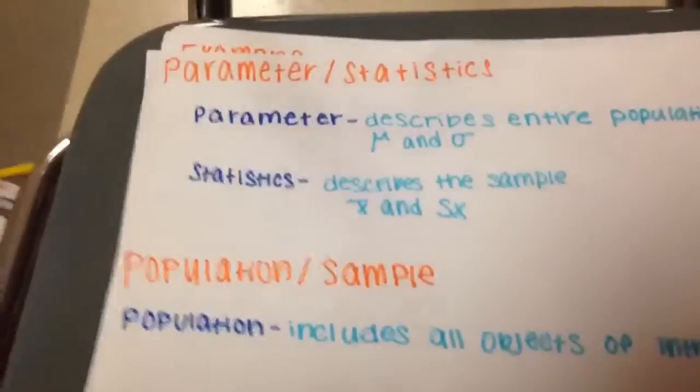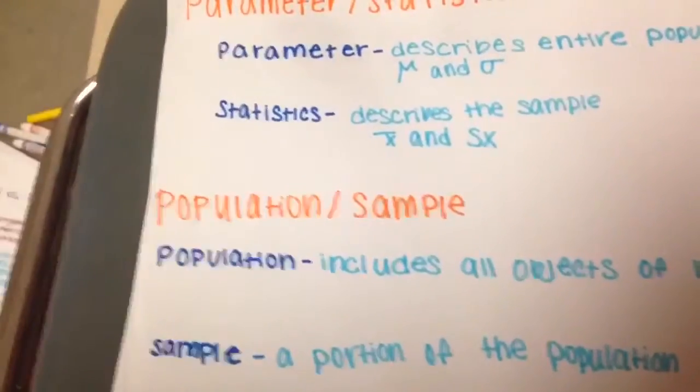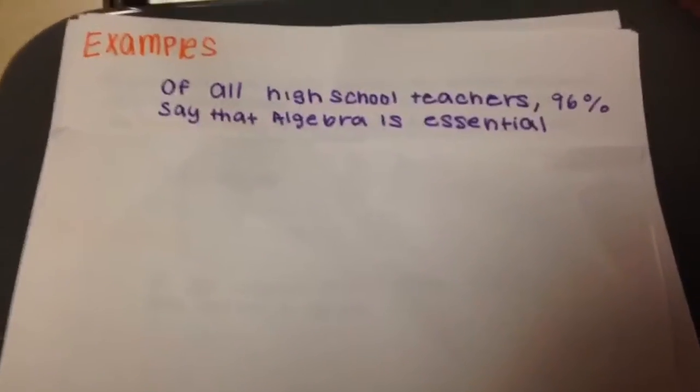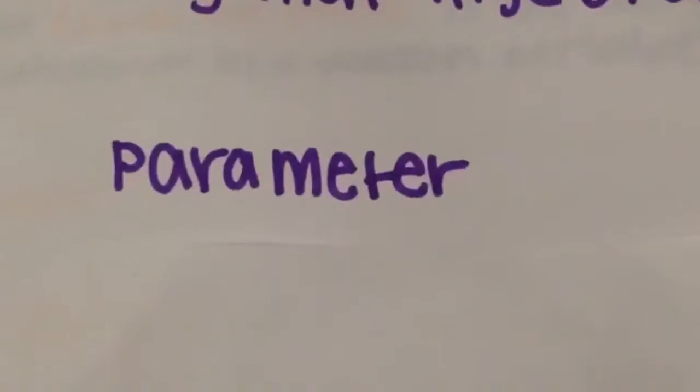Parameter and statistics. A parameter describes the entire population. Statistics describe the sample. Population and sample. Population includes all objects of interest. Sample is a portion of the population. For example, of all high school teachers, 96% say that algebra is essential. This would be a parameter because it describes the entire population of high school teachers.